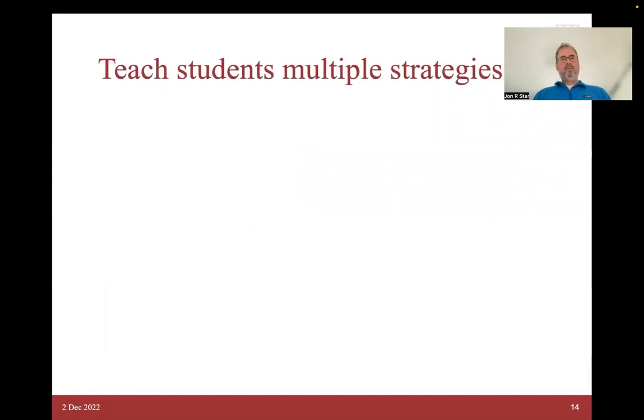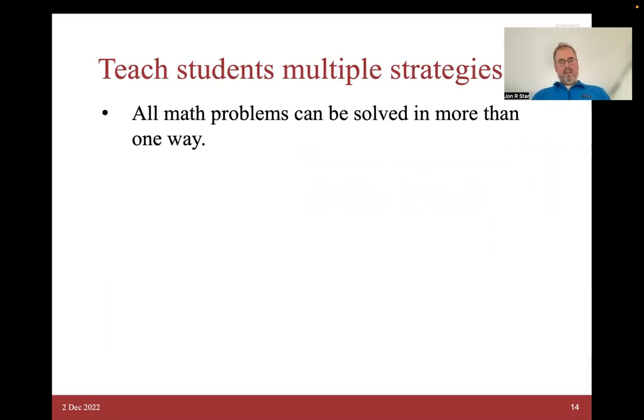I'm going to talk to you about several ways that I think teachers can promote flexibility in their classrooms. First, teachers can incorporate multiple strategies into their teaching. All math problems can be solved in more than one way.